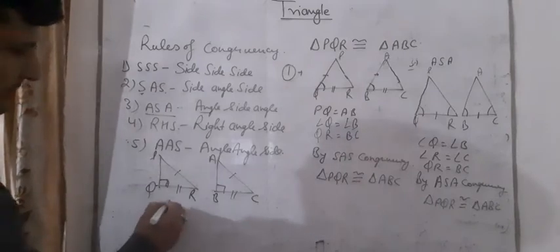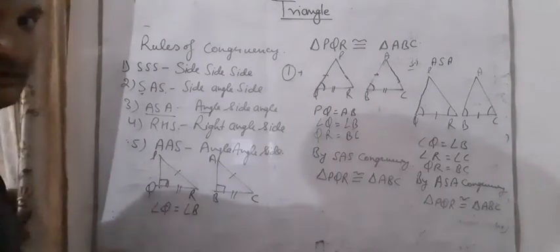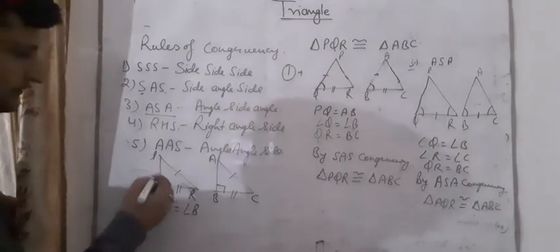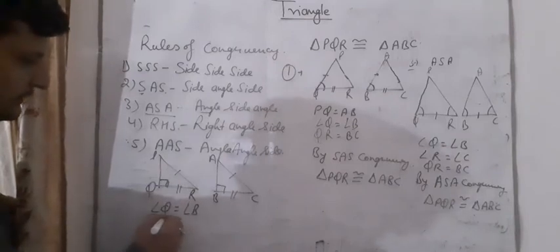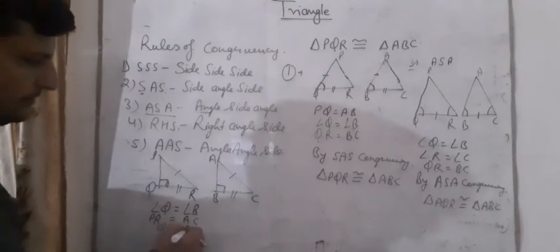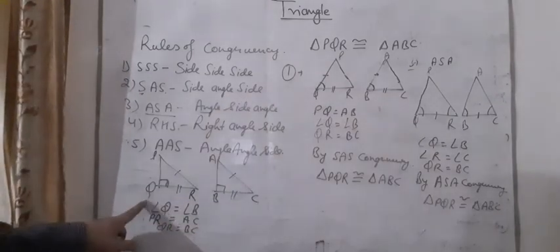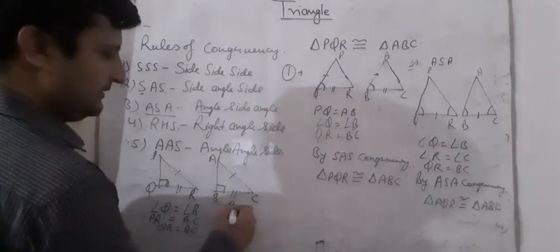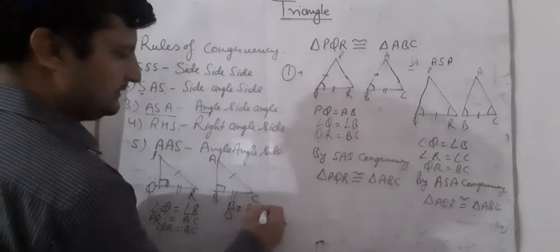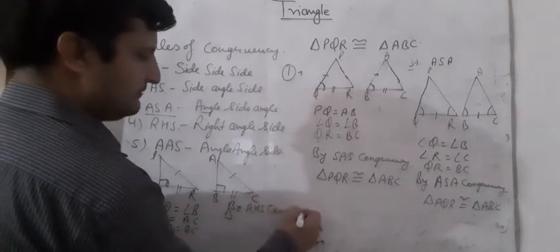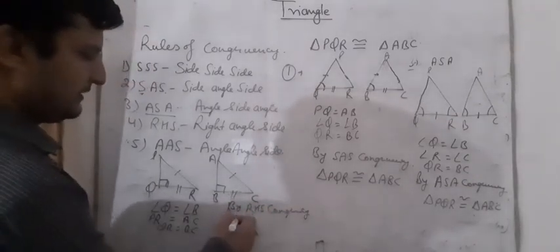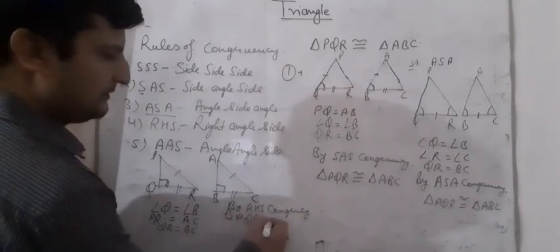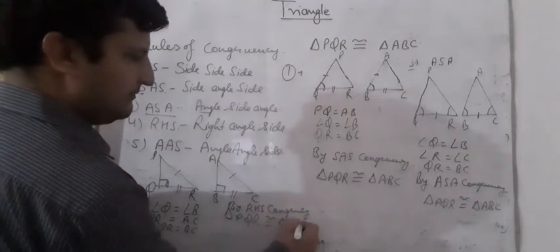Suppose here RHS means right angle. If I am writing angle Q is equal to angle B, students, and PR is equal to AC and QR is equal to BC. So it means these three properties are fulfilled by this. So we can say that by RHS congruency, triangle PQR is congruent to triangle ABC.